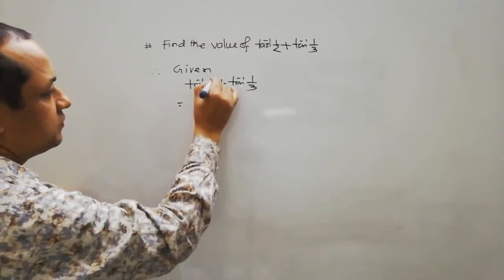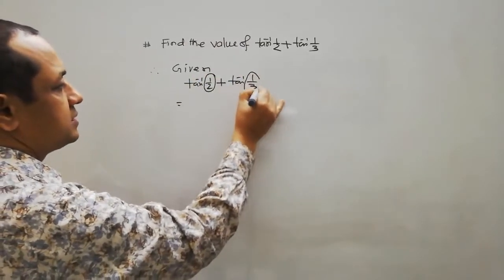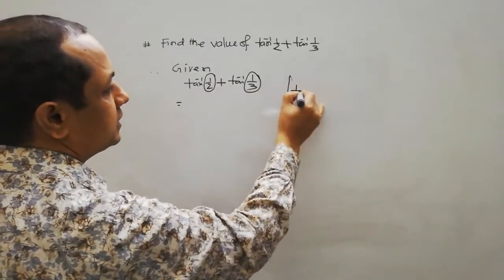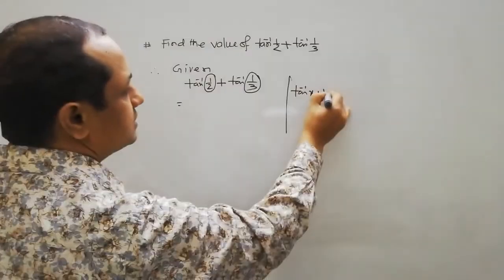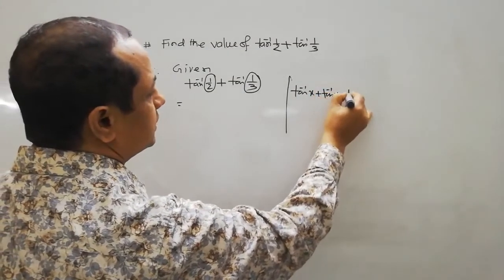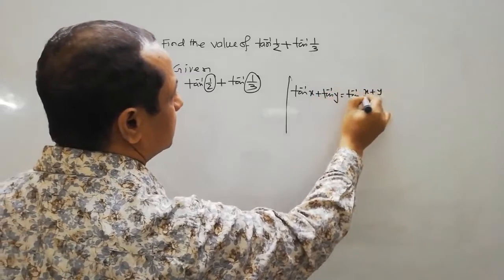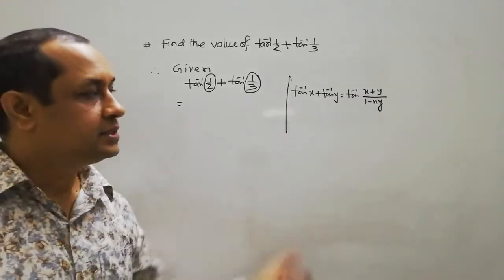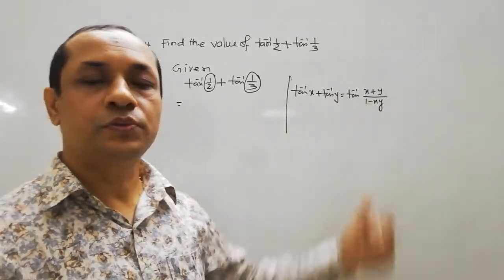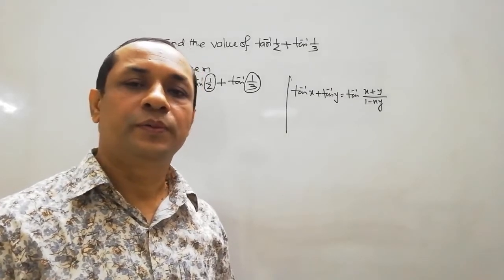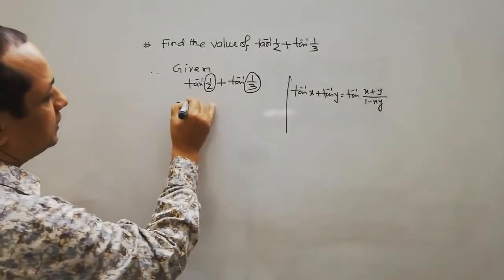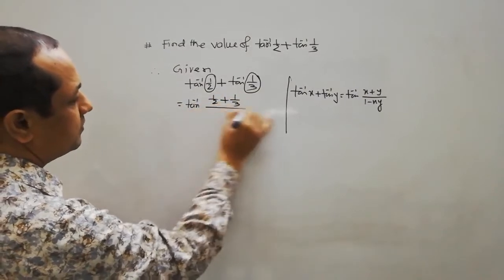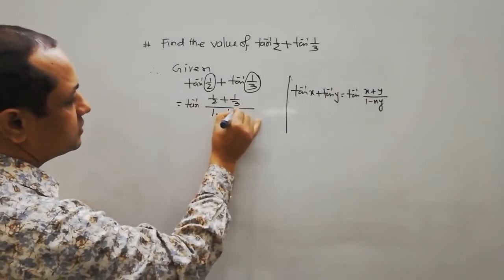So student, using the formula tan inverse x plus tan inverse y. We know that tan inverse x plus tan inverse y equals tan inverse of x plus y by 1 minus xy. So using this formula, tan inverse x plus tan inverse y equals tan inverse of x plus y by 1 minus xy.